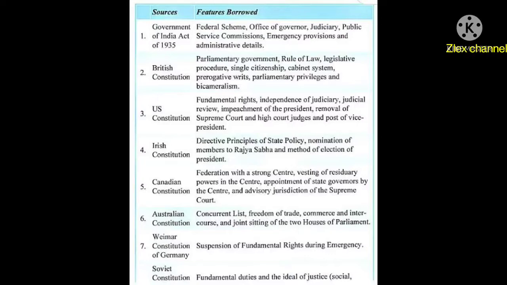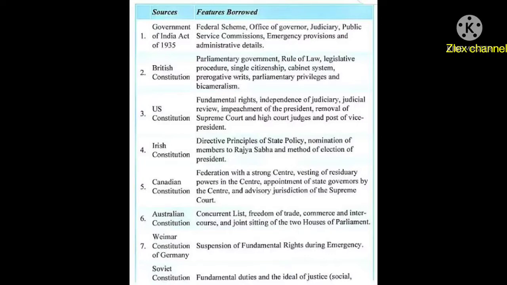When our Constitution was adopted, it had 395 articles and 8 schedules. Now, it has 395 articles, 12 schedules and 94 amendments.